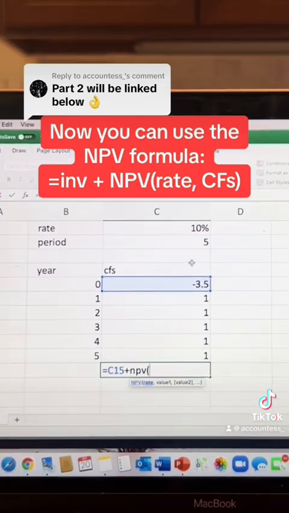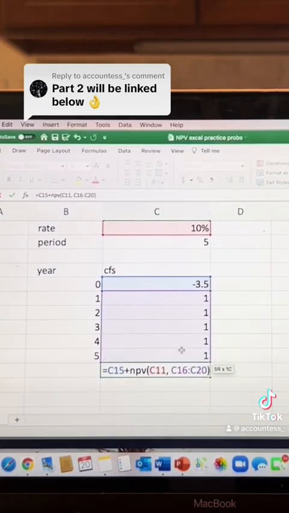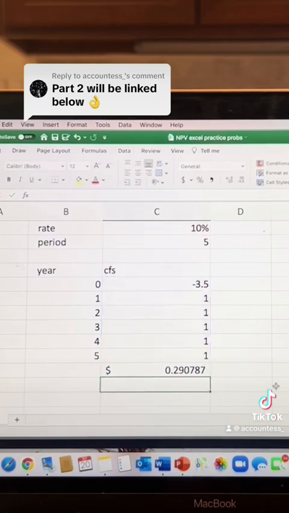The first thing is the rate. We wrote that up there, so we'll point to that cell, comma, and then it wants the values of the cash flows that are coming in each year. So that's all of these. Highlight those, close your parentheses, and boom.